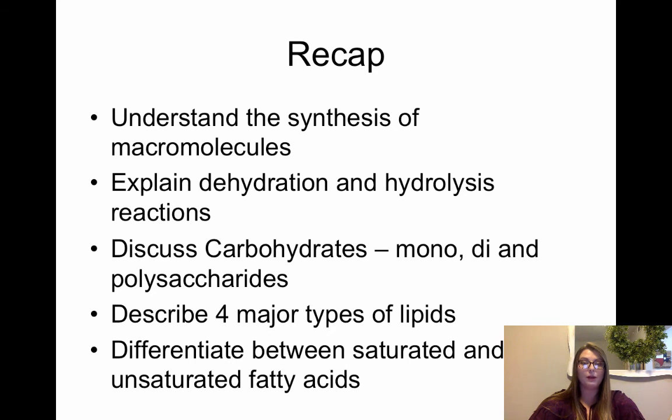Okay, so let's do a quick recap. We should now have a better understanding of the synthesis of macromolecules. Remember, to form bonds, we use dehydration reactions, and to break bonds, we use hydrolysis. We have talked about monosaccharides, disaccharides, and polysaccharides. We've talked about the four major types of lipids, and then we've differentiated between saturated and unsaturated fatty acids.